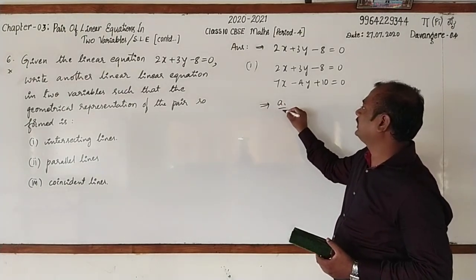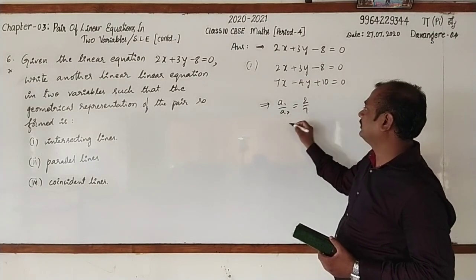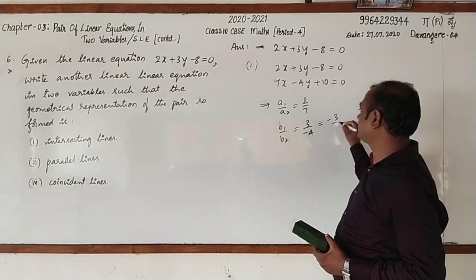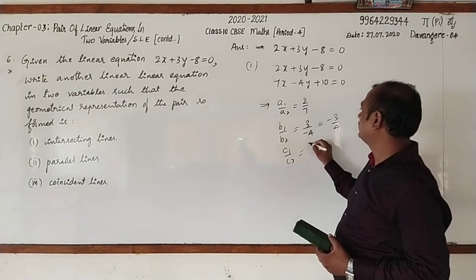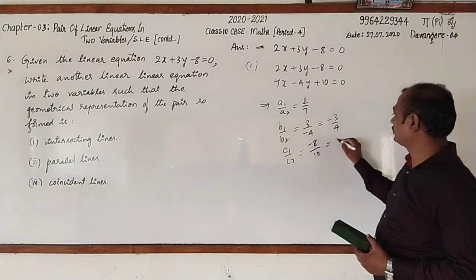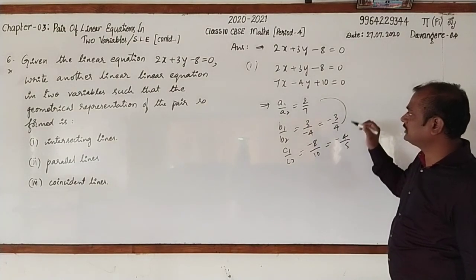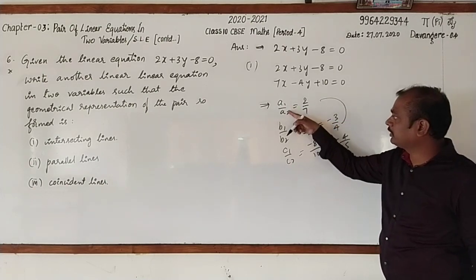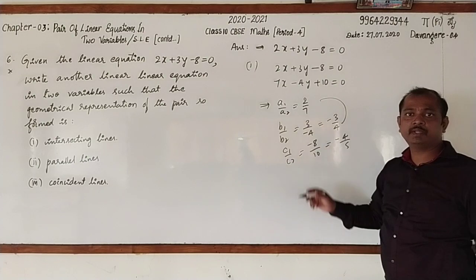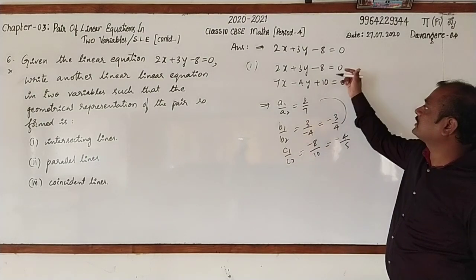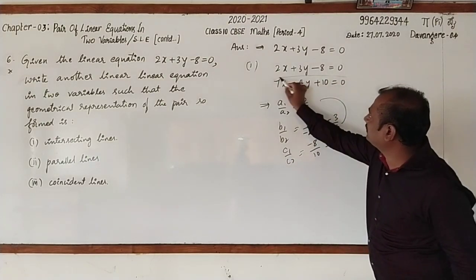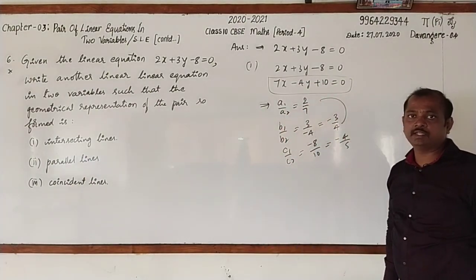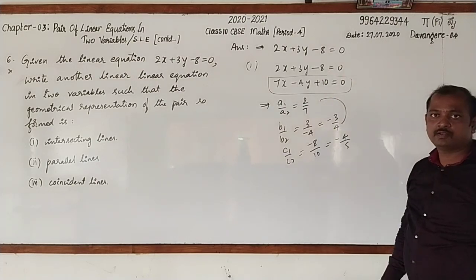See, A1 by A2 is 2 by 7. B1 by B2 is 3 by minus 4, that is minus 3 by 4. C1 by C2 is minus 8 by 10. Compare these two. 2 by 7 is not equal to minus 3 by 4. Therefore, A1 by A2 is not equal to B1 by B2. Hence, we can say that this equation will represent intersecting lines with the given one. Clear? Yes.